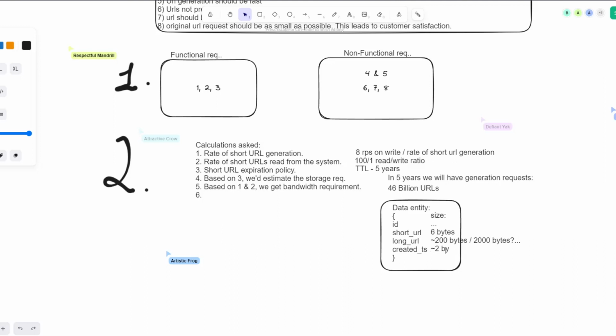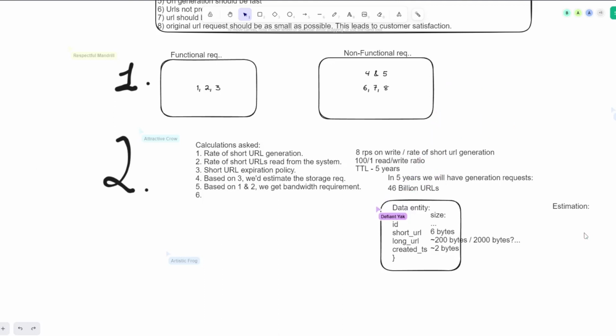Especially you mentioned there are a lot of session data and other things that get passed as query string parameters. So that can get really long. 200 is kind of small. Okay, we should go for the bigger size. Short URL could be 6 bytes, but it depends on the algorithm you choose. Can 6 bytes support 46 billion URLs? Can it provide uniqueness? So that is more of a calculation.